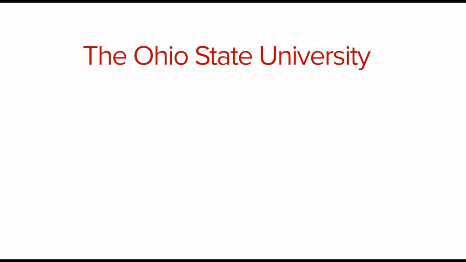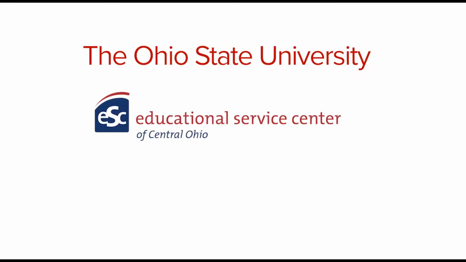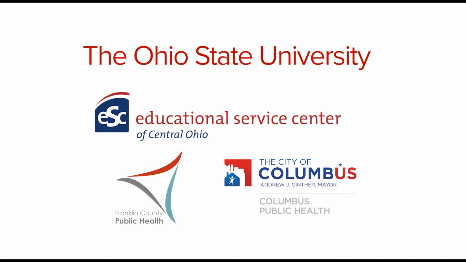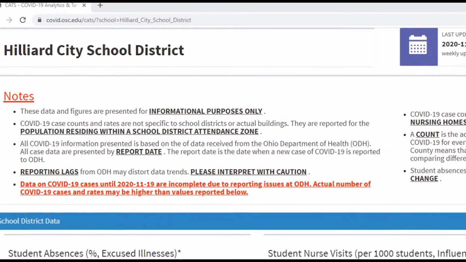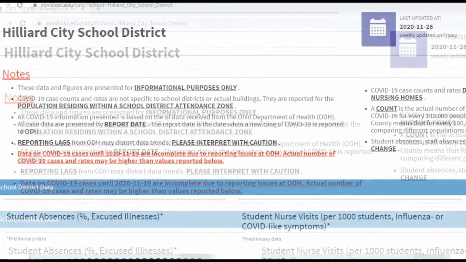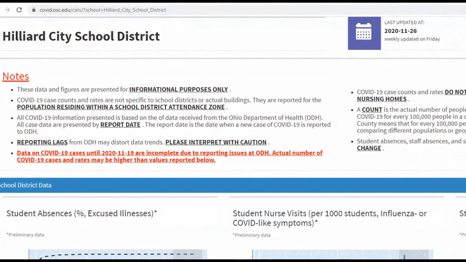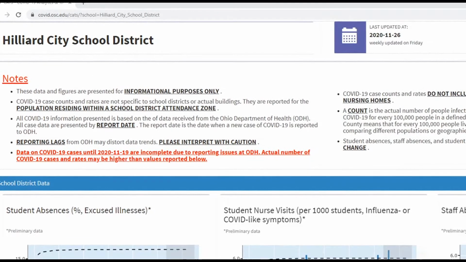The Ohio State University, the Educational Service Center of Central Ohio, and Franklin County and Columbus Public Health, in partnership with school districts throughout Central Ohio, have developed a dashboard for school-based surveillance of COVID-19 activity. Let's explore the resource now using Hilliard City Schools dashboard as an example.